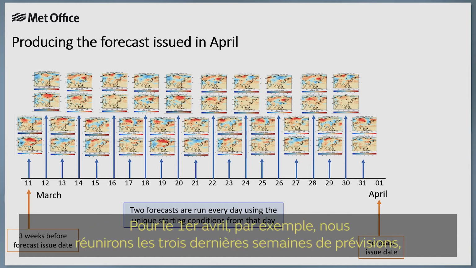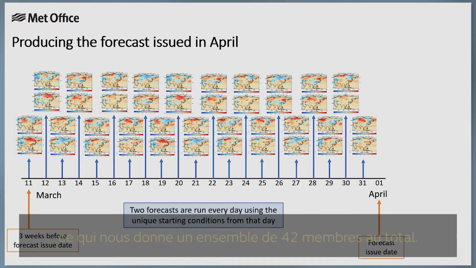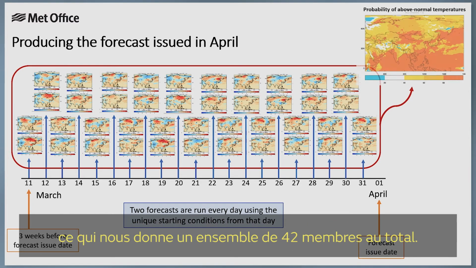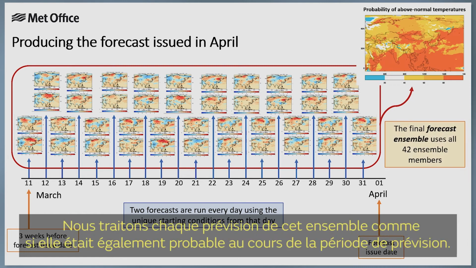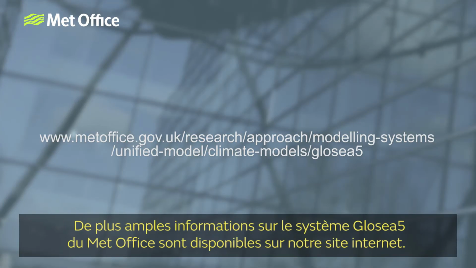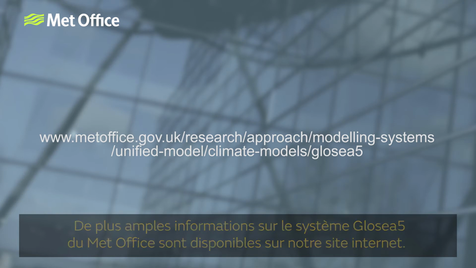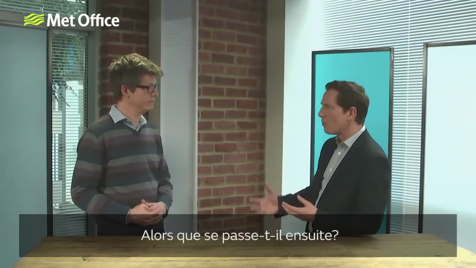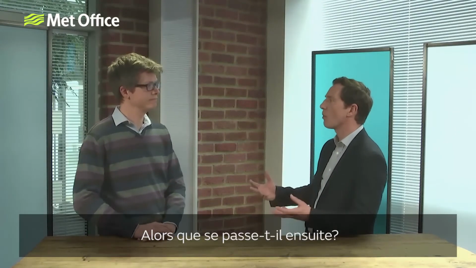For the seasonal forecast for the 1st of April, for example, we would pull together the past 3 weeks of forecasts, which would give us an ensemble of 42 members in total. And we treat each forecast in that ensemble as if it's equally likely over the forecast period. Further information on the Met Office's seasonal forecast system, GloSea5, is available on the Met Office website. Okay, what happens next? Once we've got this ensemble forecast for the upcoming season, what then?